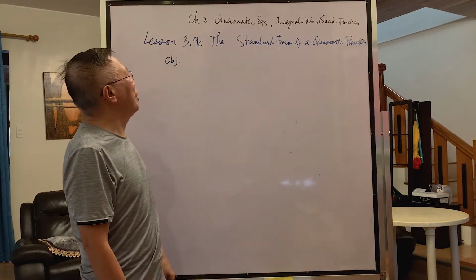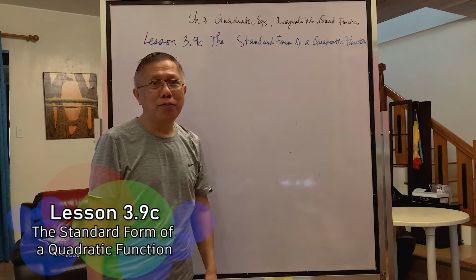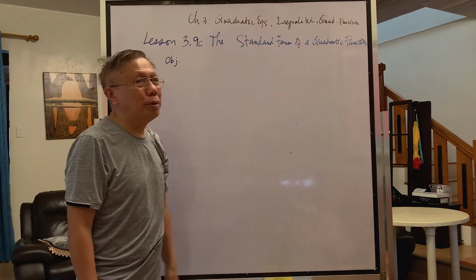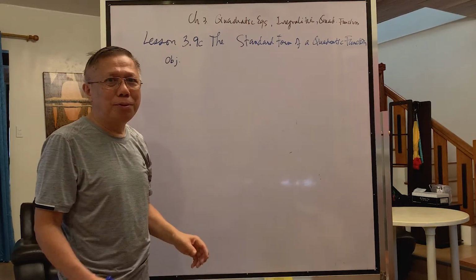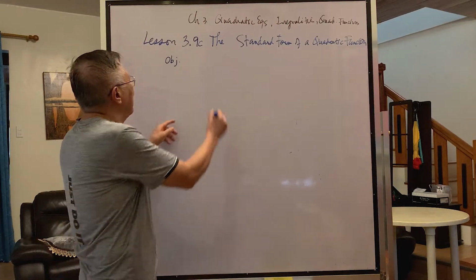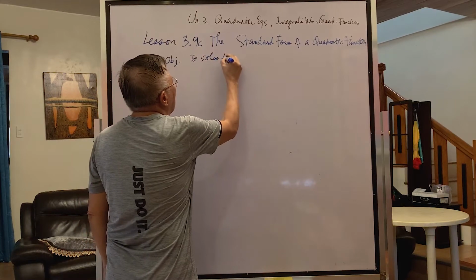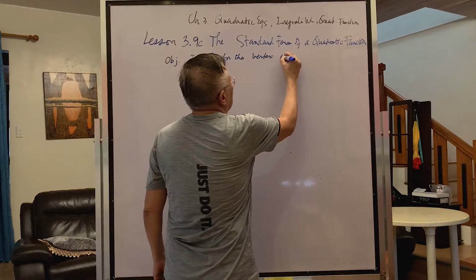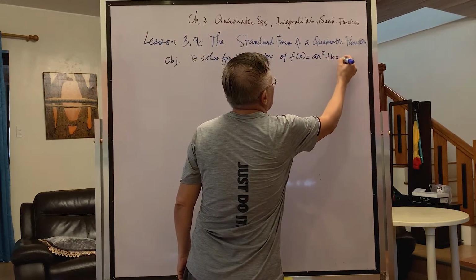quadratic functions. For today, we're going to discuss the standard form of a quadratic function. So, having the standard form of a quadratic function is tantamount to saying that we want to get the vertex of a given quadratic function. Therefore, our objective here is to solve for the vertex of f of x equals ax squared plus bx plus c.